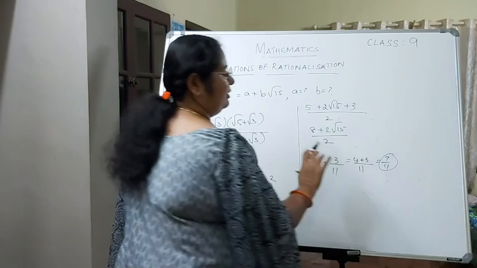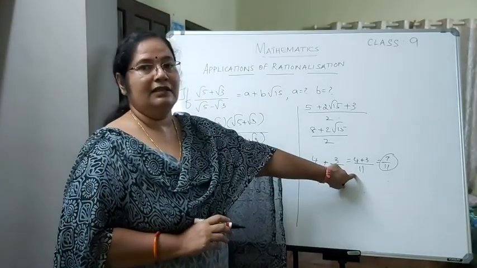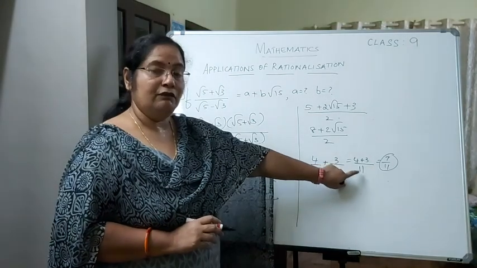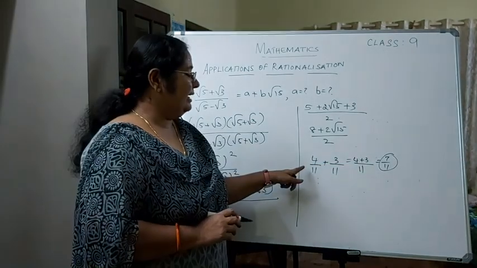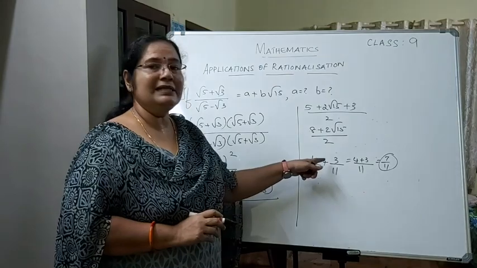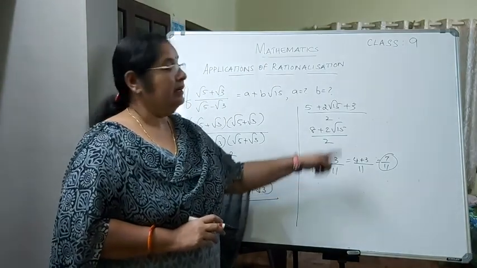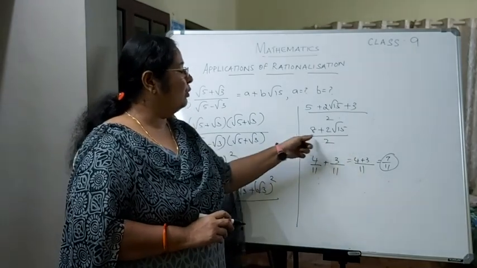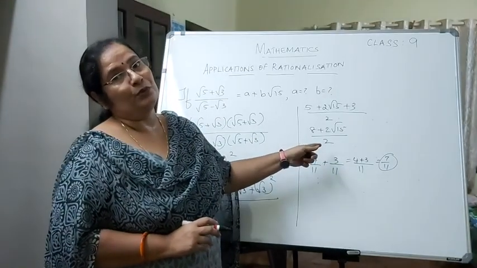So we are not concerned about this. I want this particular part: 4 plus 3 by 11. How did you get this? 4 plus 3 by 11 is the same as 4 by 11 plus 3 by 11. Now come back to this: 8 plus 2 root 15, the whole divided by 2.